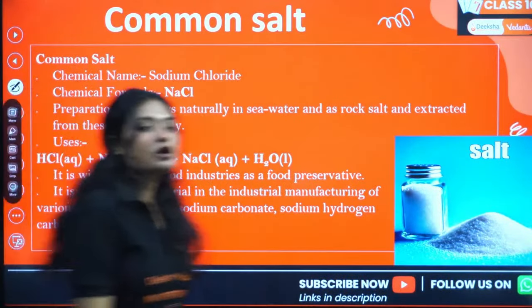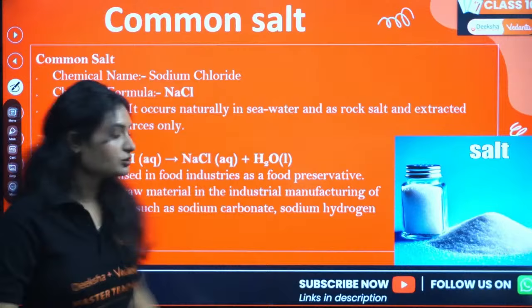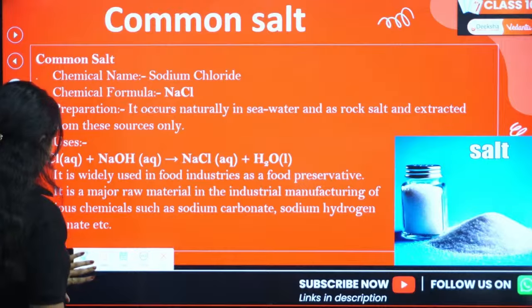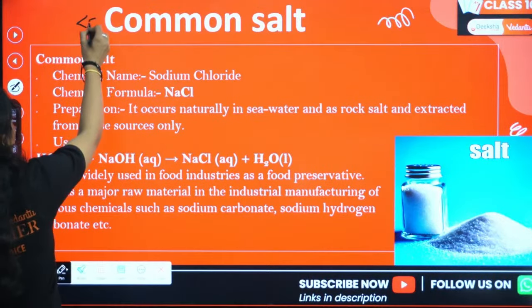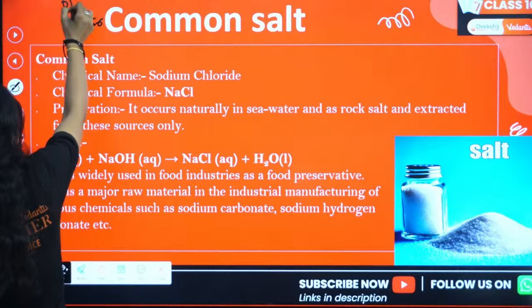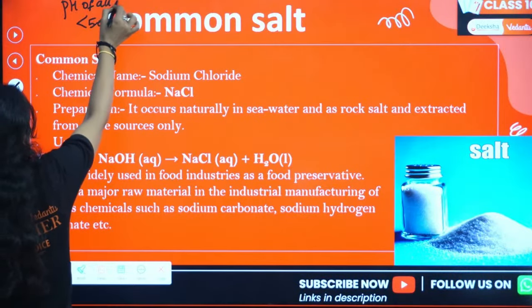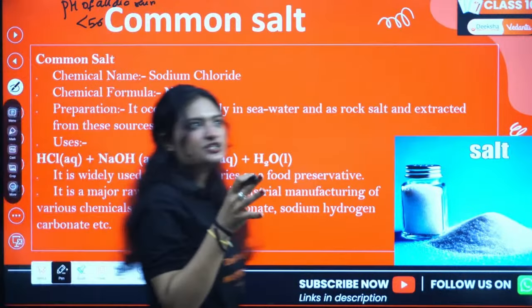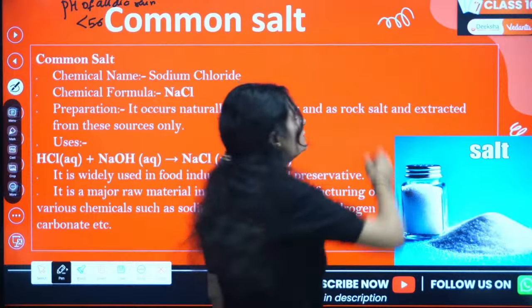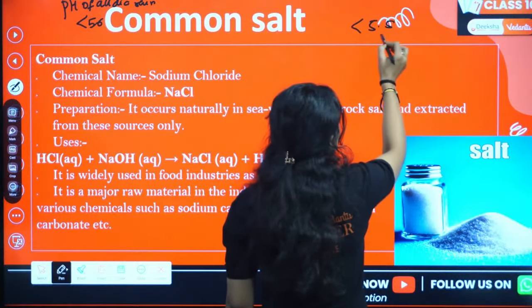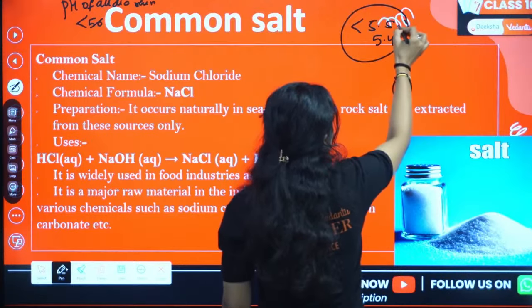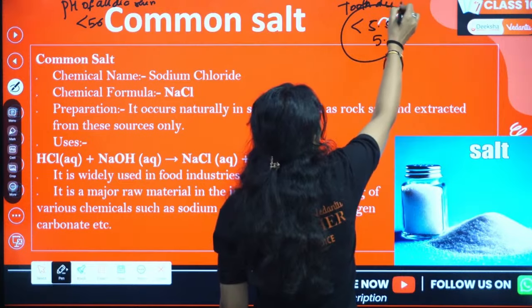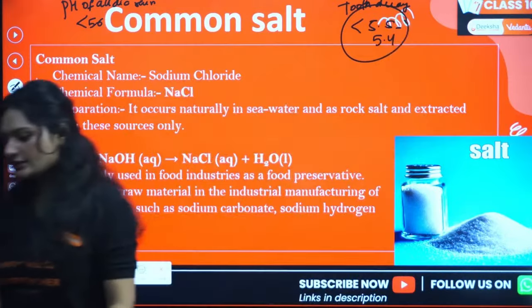Okay. Moving on. Now, there are some salts that are very important. So, to answer your question, yes, the pH of acidic rain is less than 5.6. This is the pH of acidic rain. And in our mouth also, if the pH is below 5.5 or 5.4, this is the range. If the pH in our mouth is below that, tooth decay will start to happen.